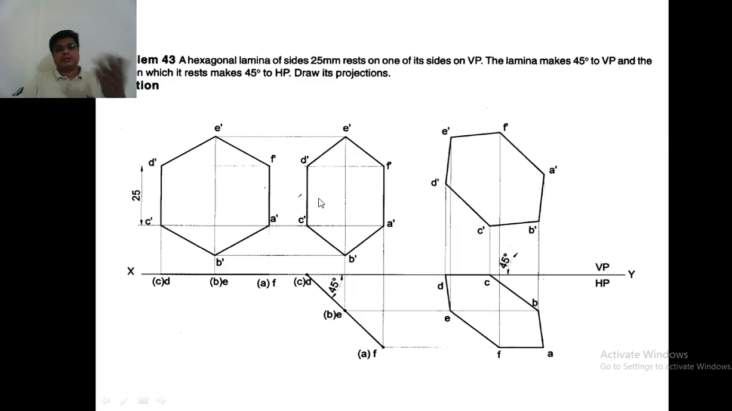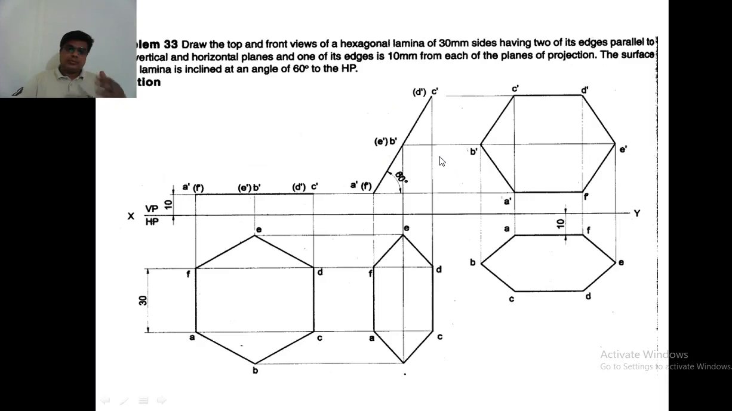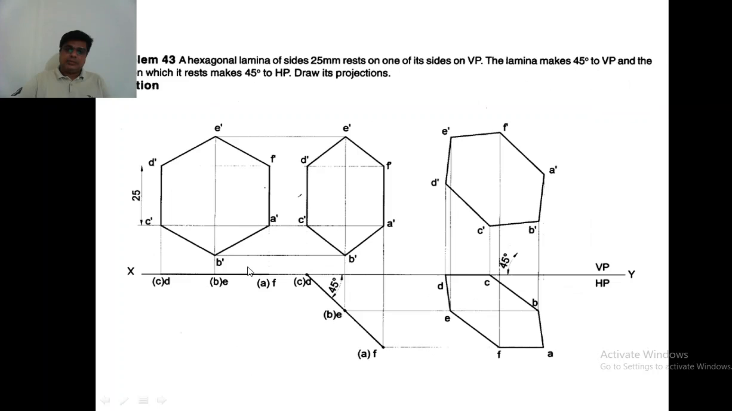So this is the reverse of the previous case. Here the lamina is inclined to VP and it is resting on VP. In the previous problems, all the problems you have seen until now, they were inclined to HP and they were resting on HP. So now it is completely reverse. It is resting on VP and it is inclined to VP.